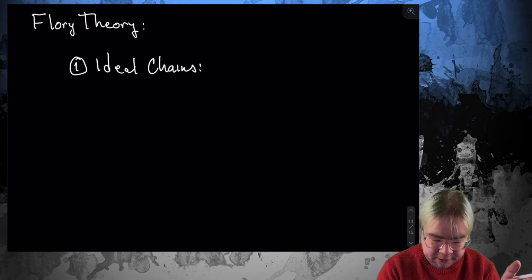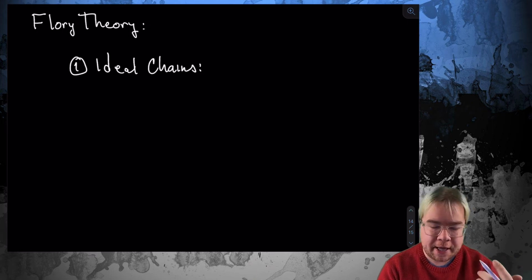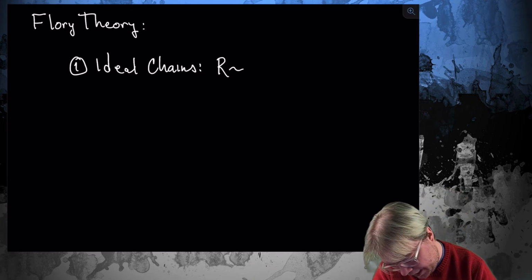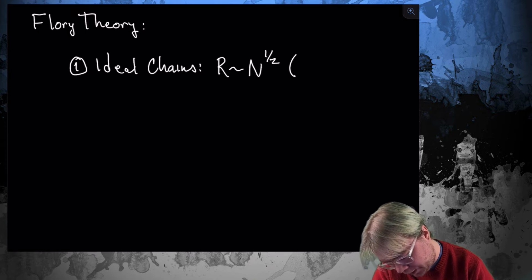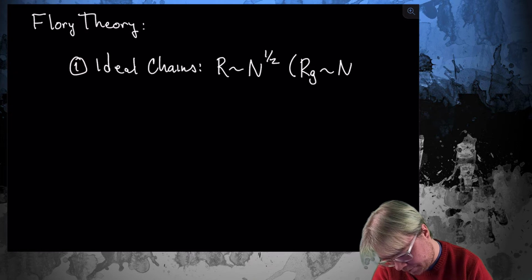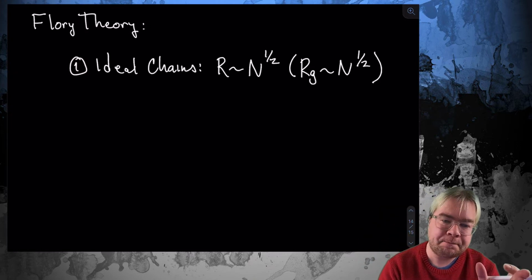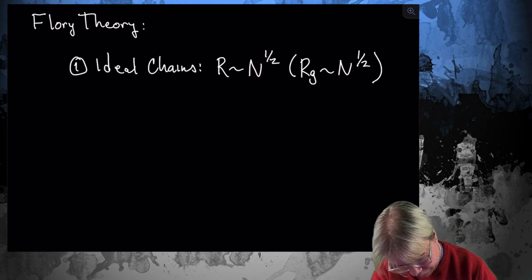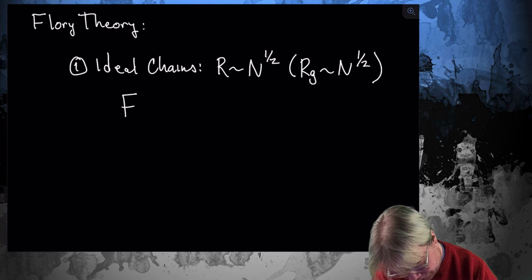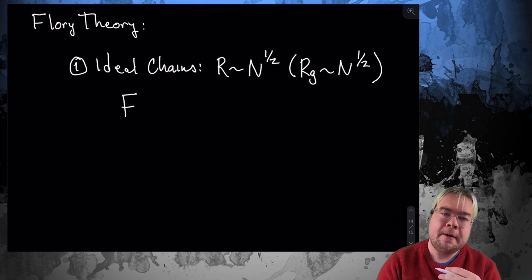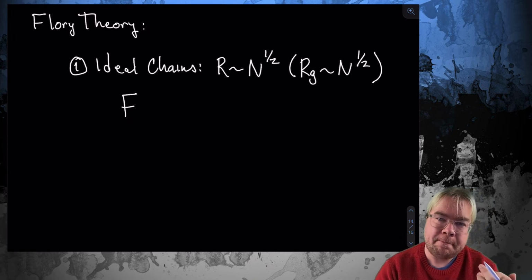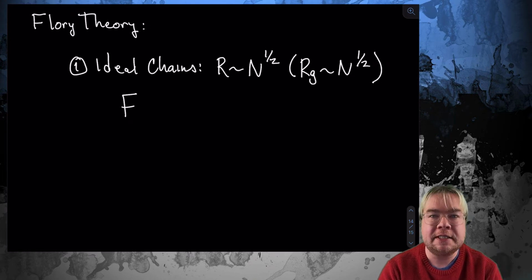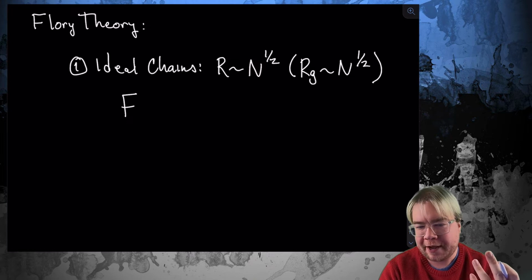When we talk about ideal chains, it's not just that the size of the chain R scales as n to the 1/2, and also Rg scales as n to the 1/2. It's not just that. What else is also important is that the free energy from that, the free energy of an ideal chain, is due entirely to entropy. So polymers are big balls of entropy, and the chain statistics that we get, the fact that R scales as n to the 1/2 power, is just due to entropy alone.